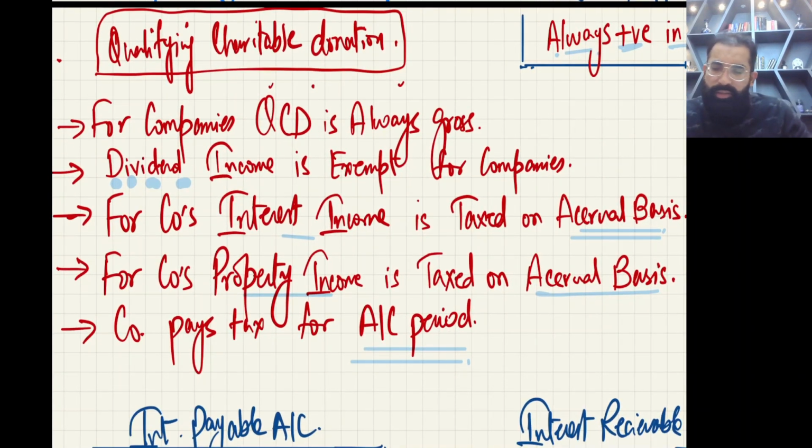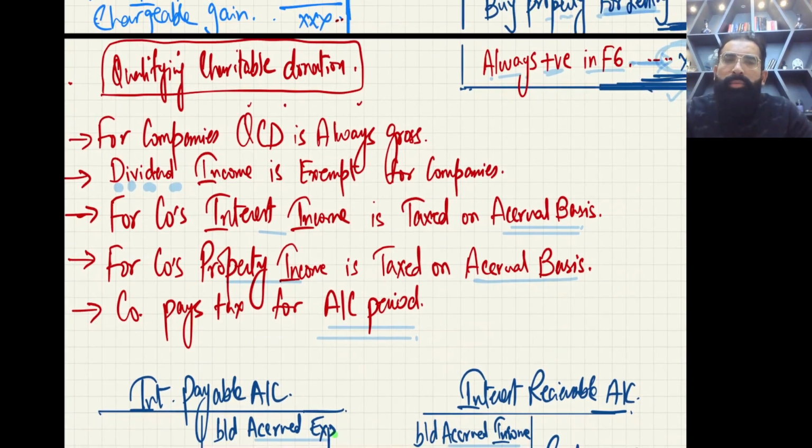Now, a few relevant discussions for you. Number one, for companies, QCD is always gross. I already taught you. Number two, dividend income. If our company has bought shares in another company and is receiving dividend income, that dividend income is fully exempt. There is no tax on dividend income.